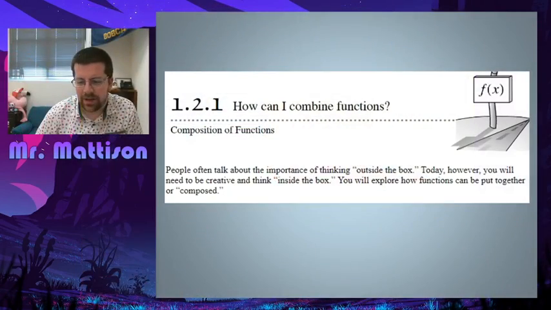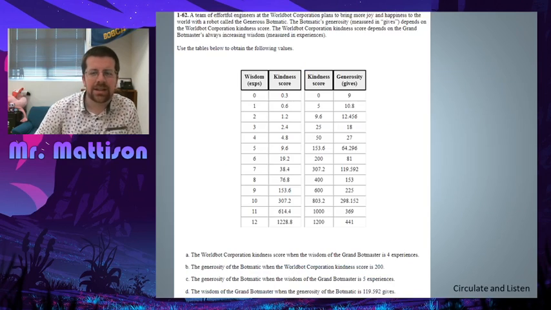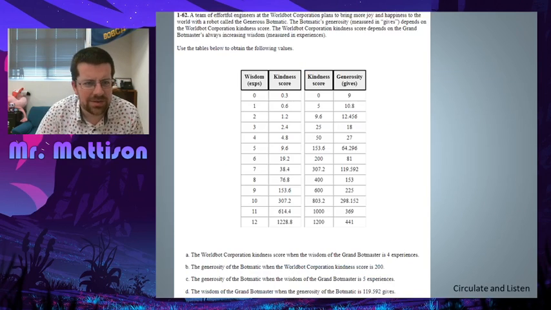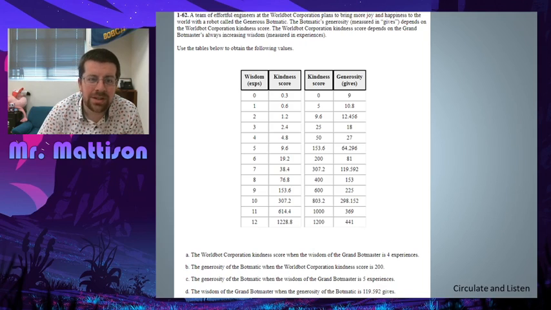So to start off, we're going to be taking a look at this chart here. It goes over this whole little story thing. It's not really all that relevant, but we have the WorldBot Corporation trying to bring more joy and happiness to the world with a robot called the Generous Botmatic. The Botmatic's generosity, measured in gives, depends on the WorldBot Corporation's kindness score. The kindness score depends on the Grand Bot Master's always increasing wisdom, measured in experiences. So that's what I meant by they're giving you weird, crazy units on purpose.